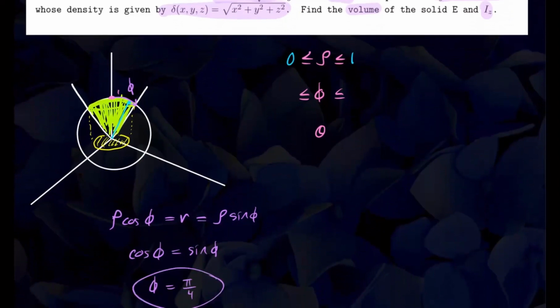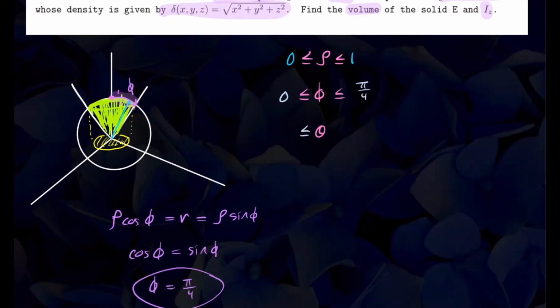There are other places where cosine phi is equal to sine phi, but we're only looking at this angle right here. So we know it's going to be less than pi over 2 because pi over 2 will be all the way here, and bigger than 0. So a positive angle in the first quadrant, I guess you can think of it that way. So phi will go from 0 to pi over 4.